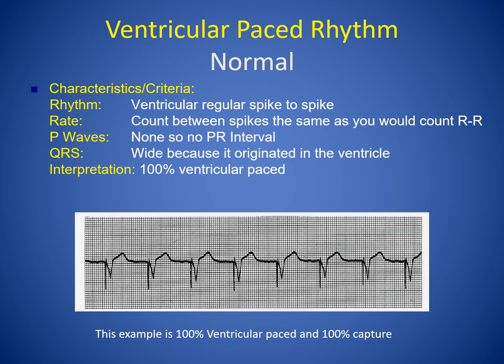One side of the ventricle, usually in a pacer the right ventricle, has to trigger that impulse, and that impulse has to travel through Purkinje fibers and cell to cell in order to depolarize both ventricles within the same time, but it's not as fast as if it was going down the bundles of His. So in this rhythm, your interpretation is 100% ventricular paced.